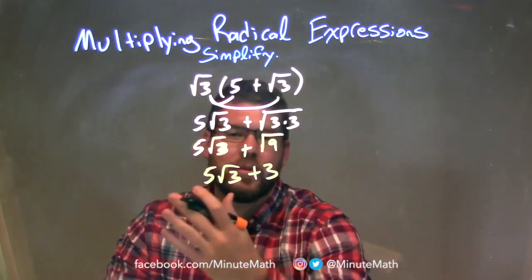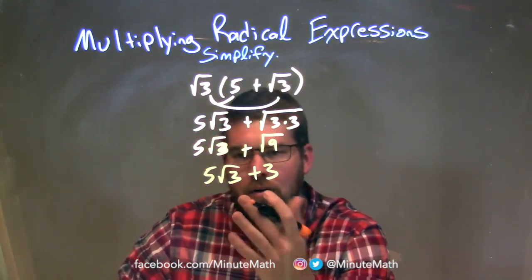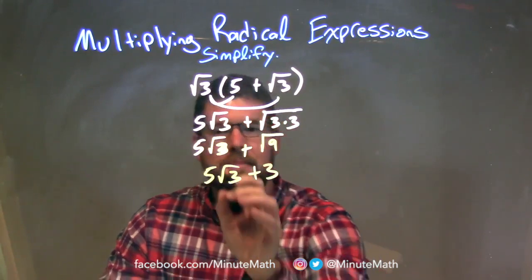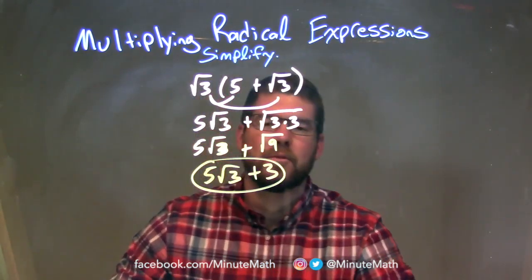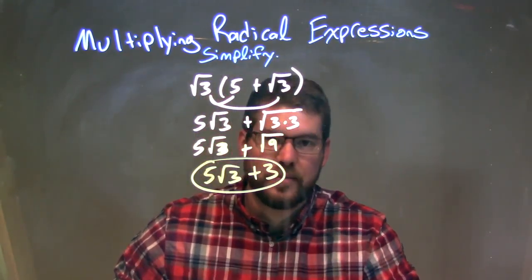Now, some people will want to put the 3 out front, or square root of 5, or 5 square root of 3 is already out front. Really doesn't matter. Our final answer here is just 5 times square root of 3 plus 3.